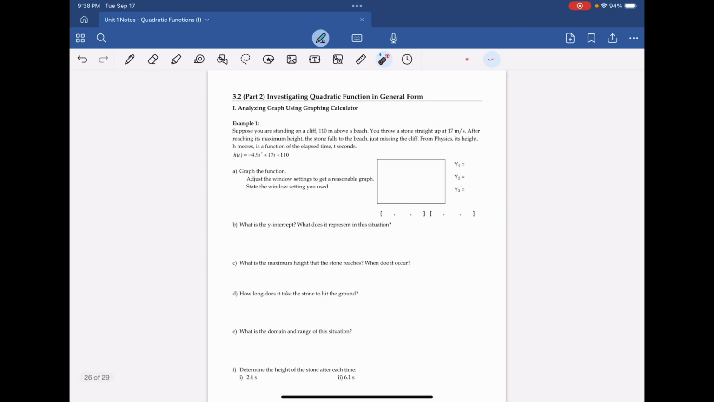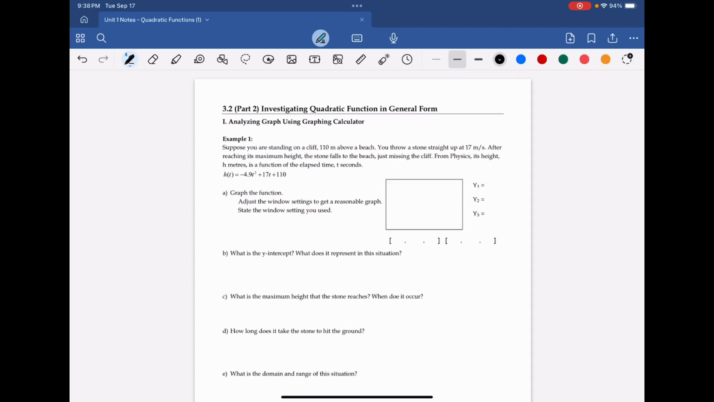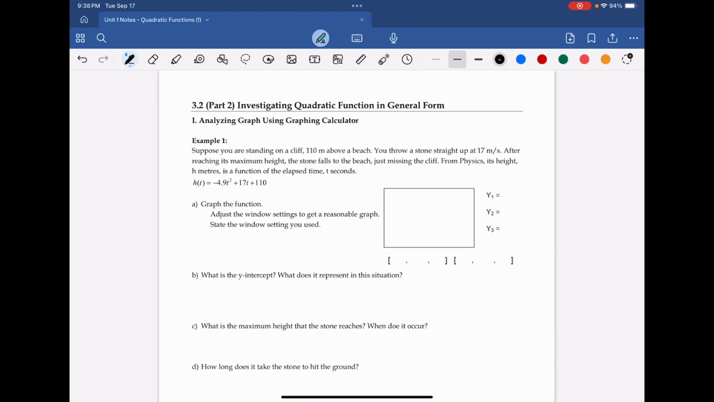Okay, now here's where we shift into part 2, and this is where we're going to do a ton of calculator work. So be prepared for me to do some verbal explanations, and then have your calculator right next to you as you're doing these problems, because you're going to want to type these in for yourself, especially just to make sure that you can get the proper window that I'm describing in all these problems.